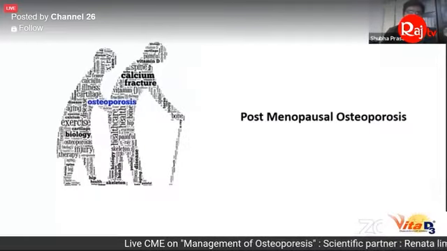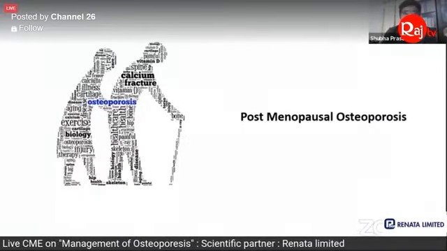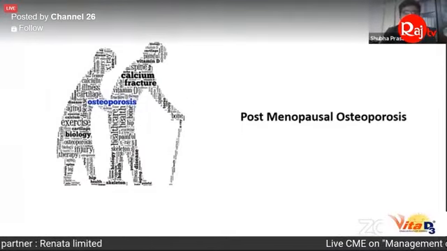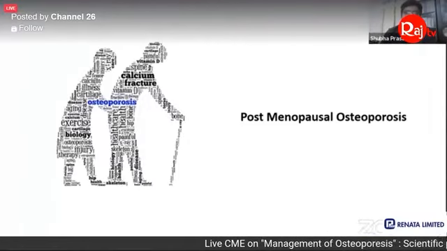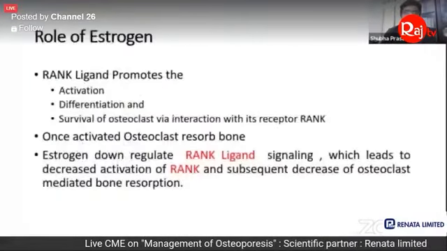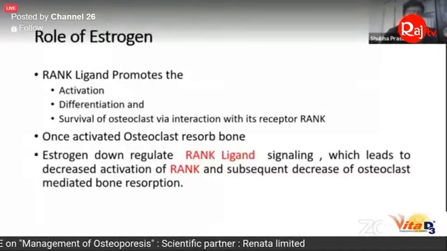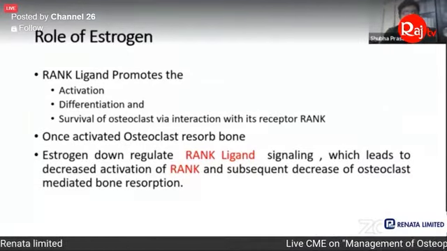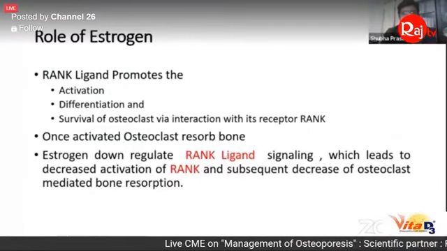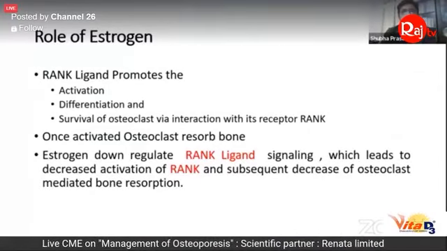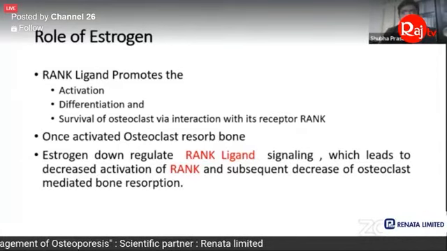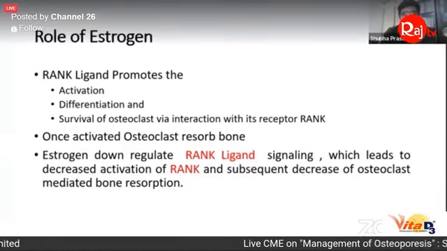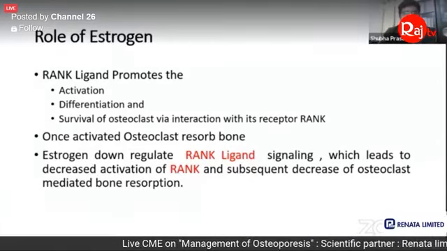So now I am discussing the main cause of primary osteoporosis, that is postmenopausal osteoporosis. Before going to postmenopausal osteoporosis, we have to understand the role of estrogen in bone physiology. There is a protein named RANK ligand which promotes the activation, differentiation, and survival of the osteoclast via interaction with its receptor named RANK. When RANK ligand activates an osteoclast, it resorbs the bone.